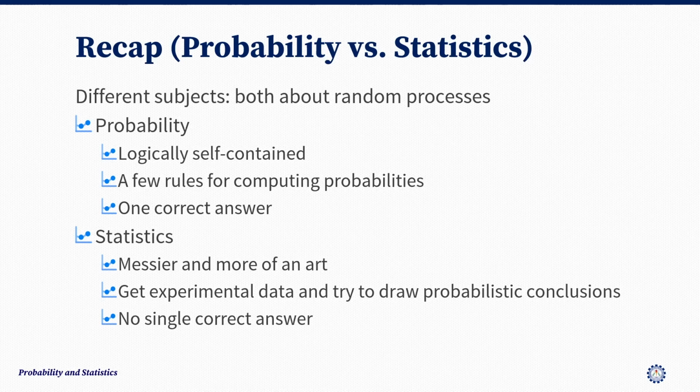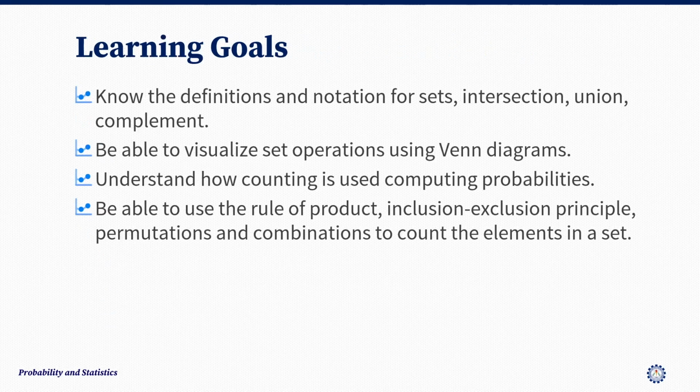Probability and statistics are both about random processes. When we say probability, it is logically self-contained. There are a few rules for computing probabilities, and it has one correct answer. In statistics, it is messier and more of an art. We get experimental data and we try to draw probabilistic conclusions, and it has no single correct answer.